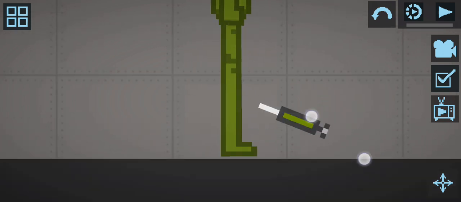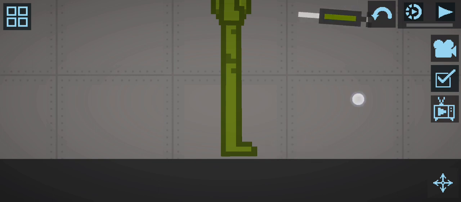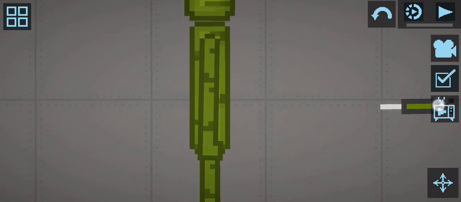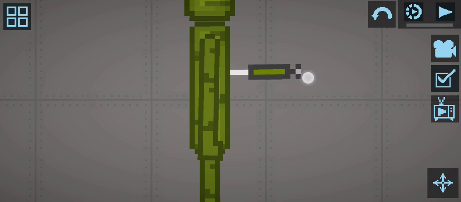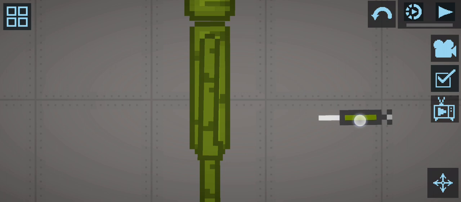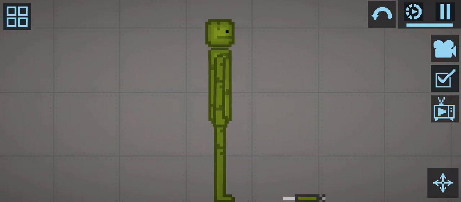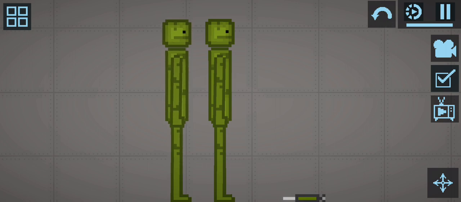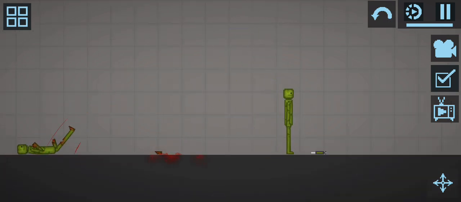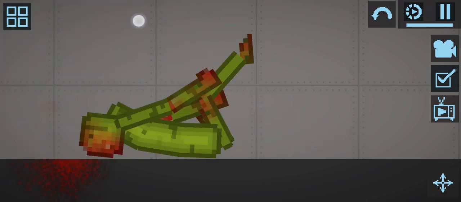Whoops, wrong clip. So apparently, the melon syringe turns a random character into a melon. Well, this actually has another melon, but for usual, the melon has no brain. Look, it has no brain.